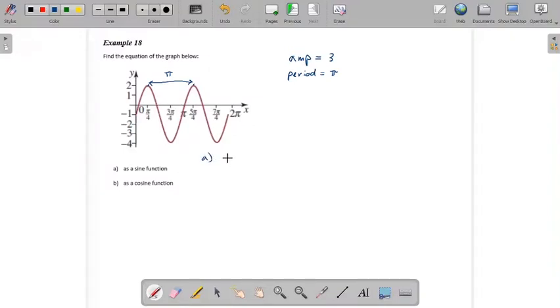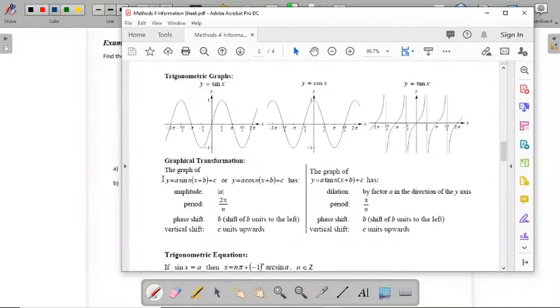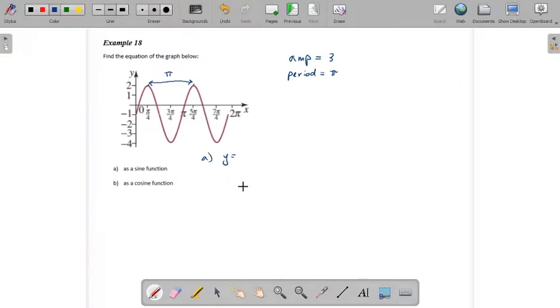And let's have a look now at finding what the equation is as a sine function. If we have a look at the methods information sheet, we can see that the form given there for a general sine function is y equals a sine n x plus b plus c. So we can write that here, and what we need to do is determine what our values for a, b, c and n are.